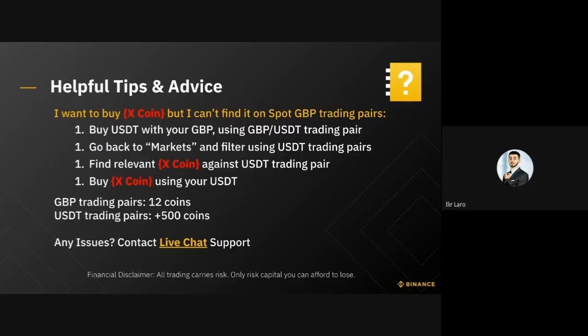And then it's the same going backwards if you want to sell the coin. If there is no respective GBP trading pair for that coin, you have to sell to USDT, and then sell the USDT to GBP. So it's essentially an extra step. Like I mentioned, we have 12 coins in GBP. We'll be adding more coins as time goes by. But for USDT, we do see a lot of variety, so you can definitely take your pick using USDT trading pairs.